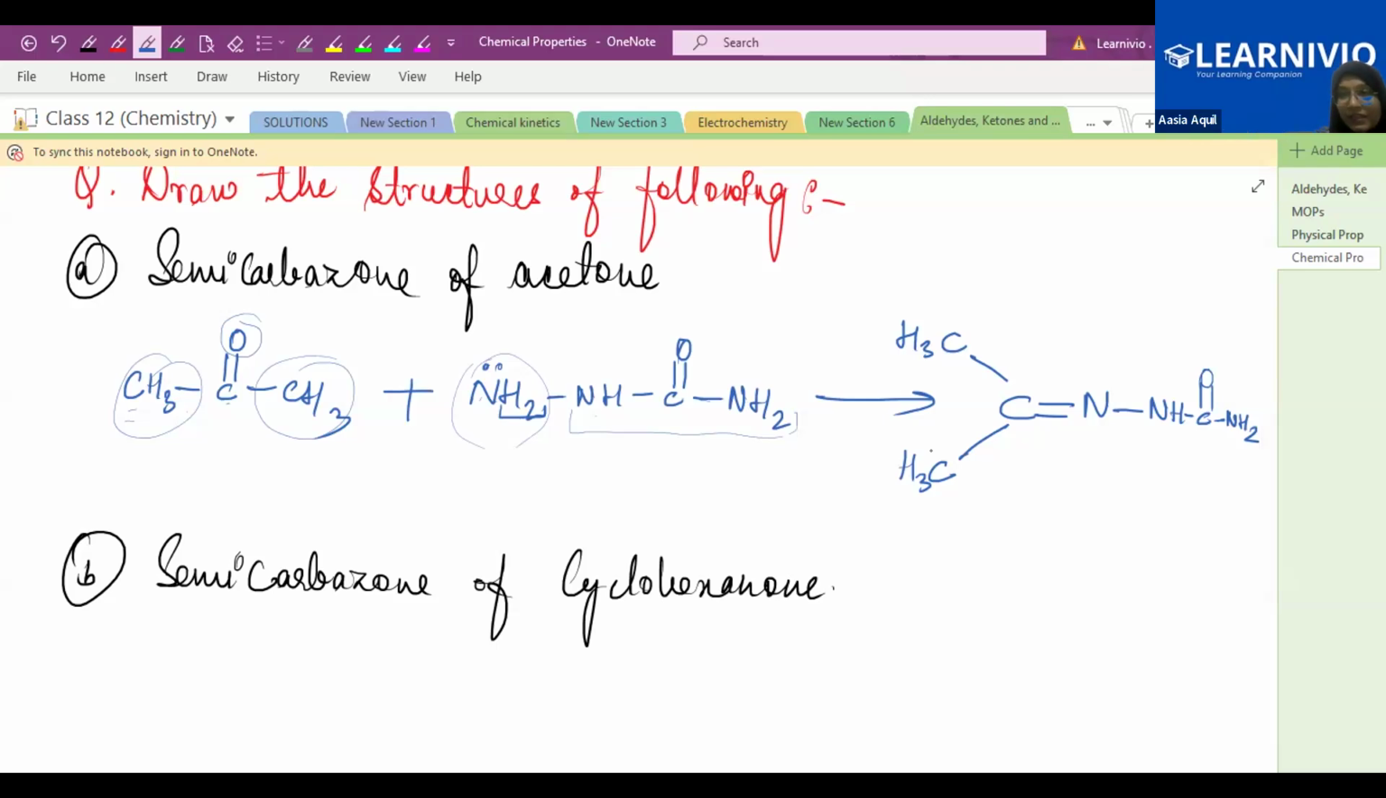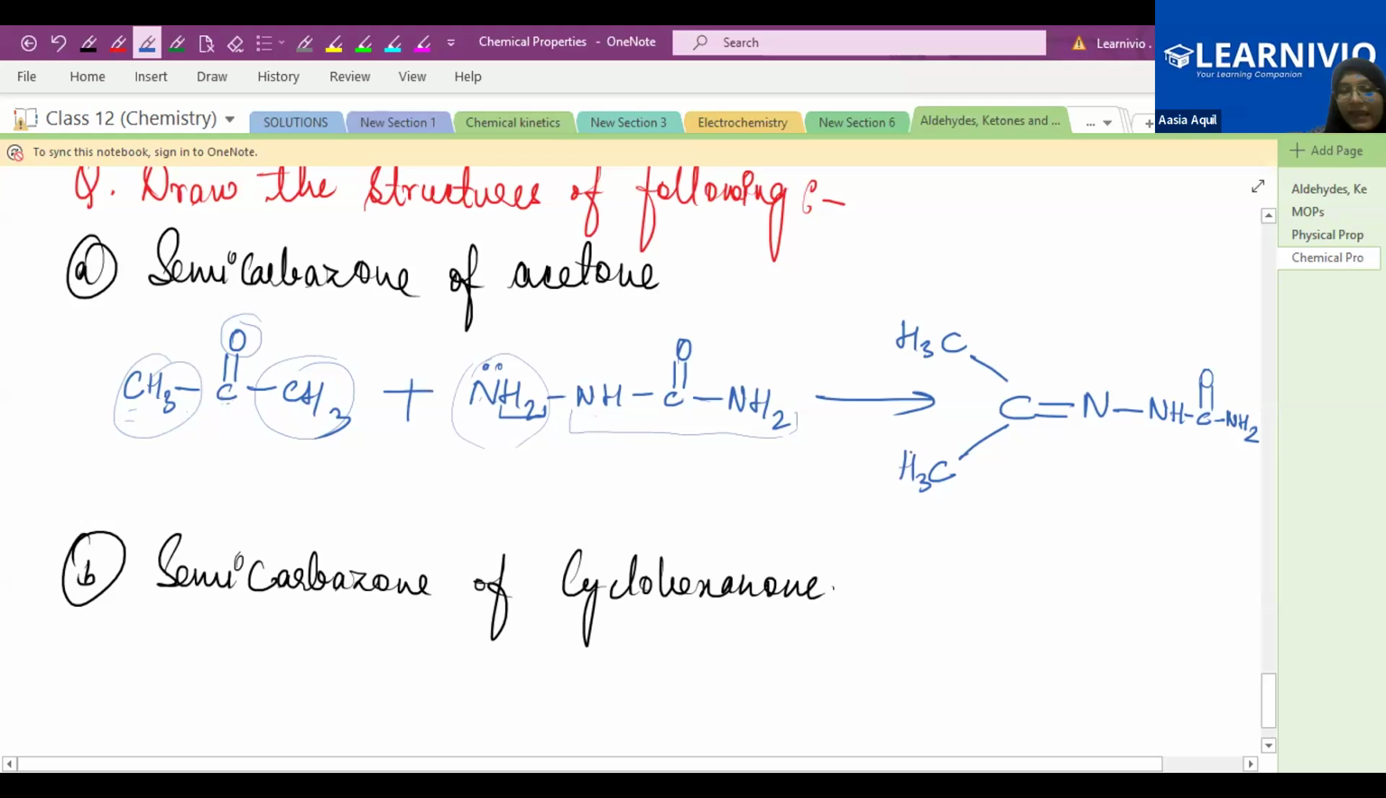If you understand the mechanism, then it will be very easy for you to write the product. आपको क्या करना है? Just remove two hydrogens and one oxygen as water, and this carbon should be attached to the nitrogen, and the Z group आपने attach कर देना है. Whatever groups are present on the ketonic carbon, just attach those groups here, and you will get the product. So that is the semicarbazone of acetone.